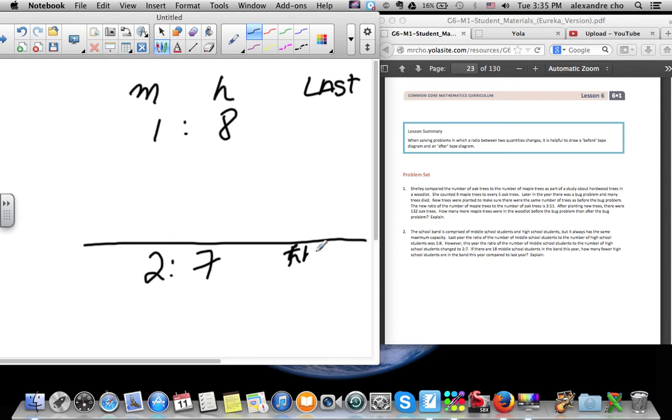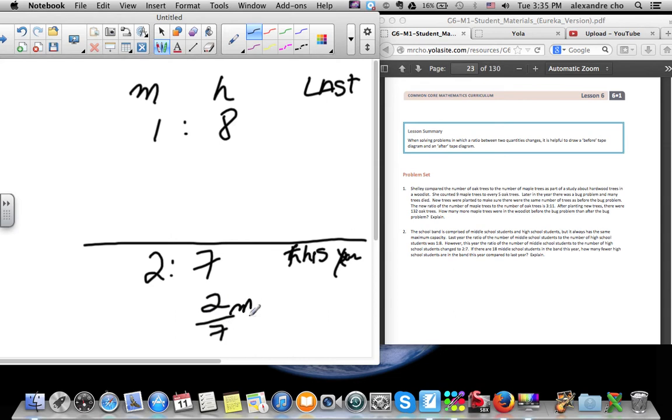Okay, this year. All right, so this year the ratio is 2 to 7: 2 middle school students for every 7 high school students. But there's another piece of information that we know. So let me write that as a fraction, 2 over 7.